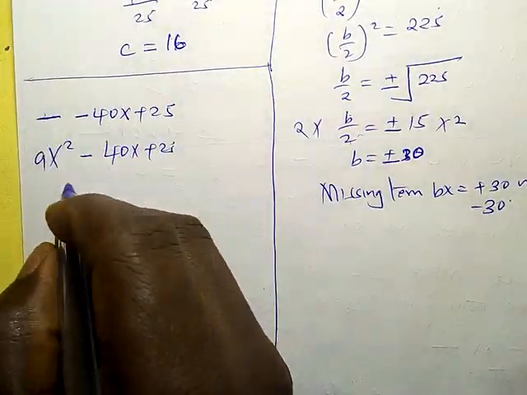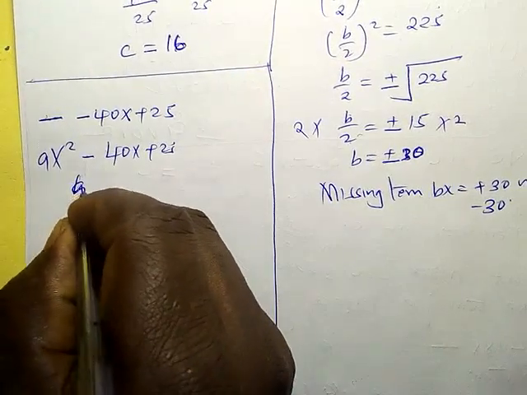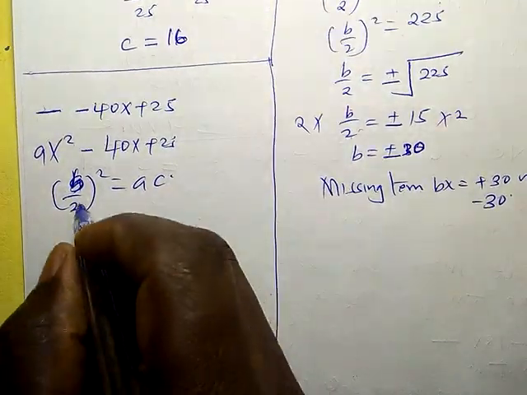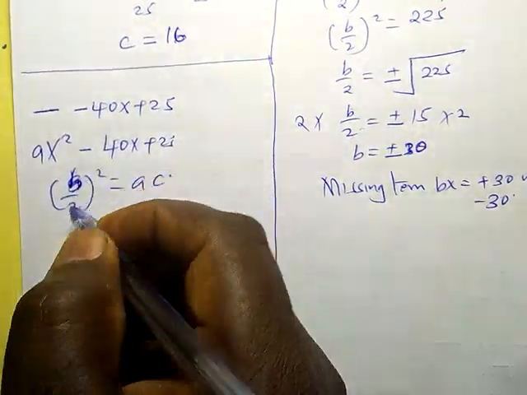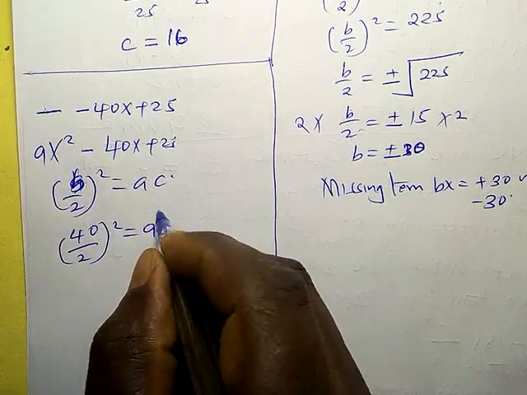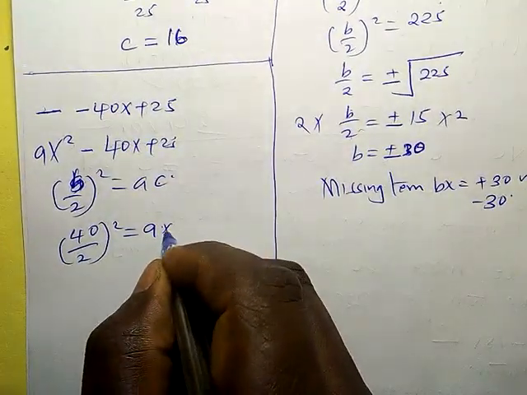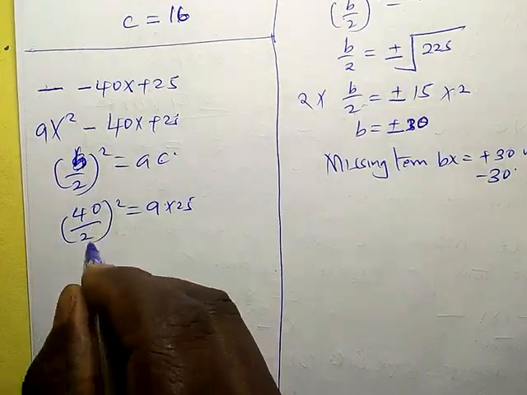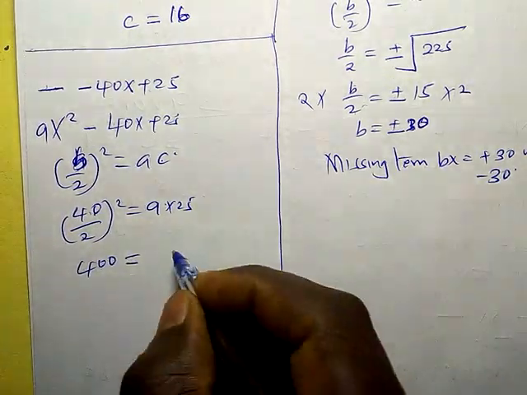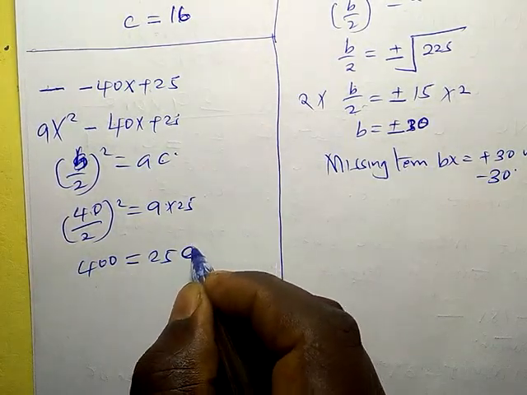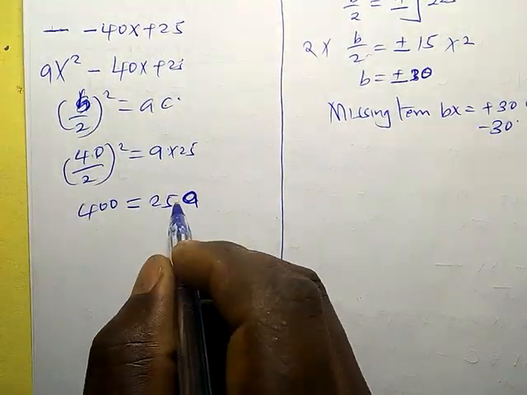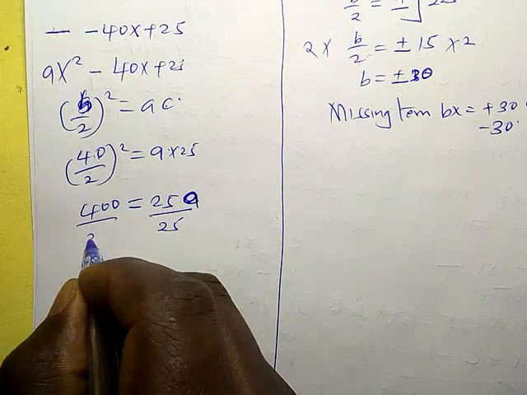So it means that (b divided by 2) squared equals ac. We have b, 40, divided by 2, squared, equal to a times c, and our c is 25. So this is 400. That is 400 equal to 25a. So we want the value of a, so we divide by 25 on both sides.